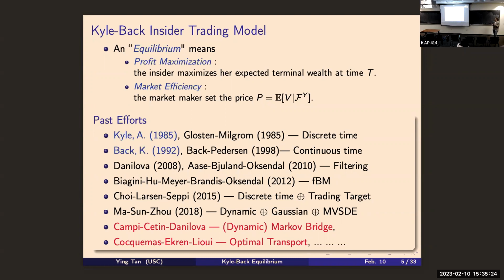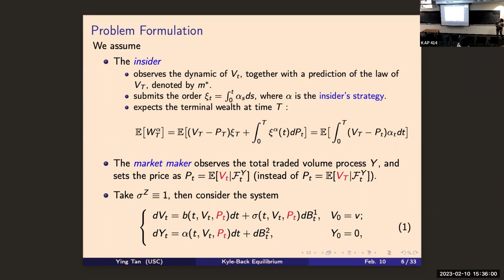Among them, I think the most notable work has been done by Campi, Çetin, and Danilova, where they used the idea of dynamic Markov bridge to study this model. This work is very close to our work. The last one I would like to mention is by Ekren, Mastrolia and Touzi, which I find very interesting and novel because they borrow the idea of optimal transport theory to study this problem. That's all about the introduction and the literature.